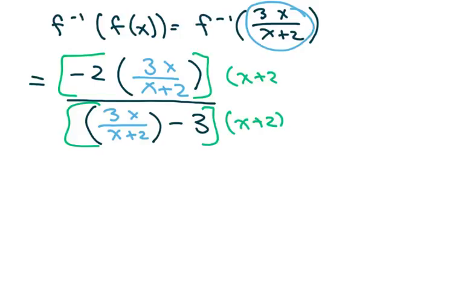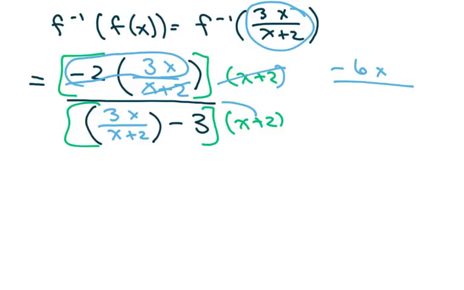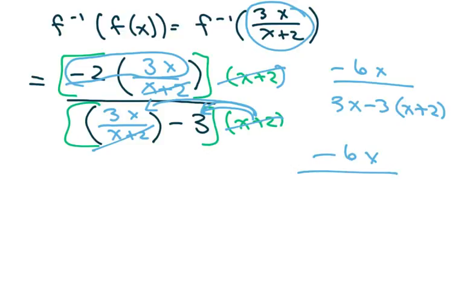Now, this right here equals negative 6x, and this will cancel here. And this cancels, I have to multiply it by this, so we're just going to get 3x minus 3 times x plus 2. Because this will cancel, but then you also have to multiply it by that. Simplifying, we get negative 6x over 3x minus 3x minus 6. And that's going to give you, again, negative 6x over negative 6, which equals x.